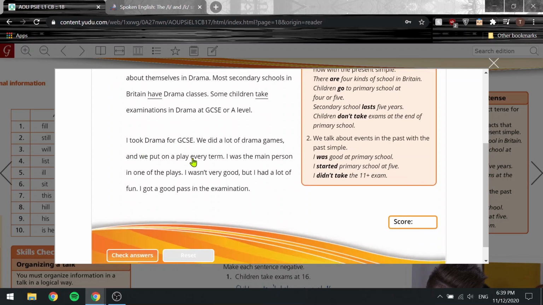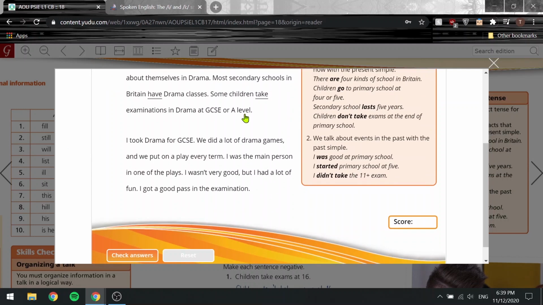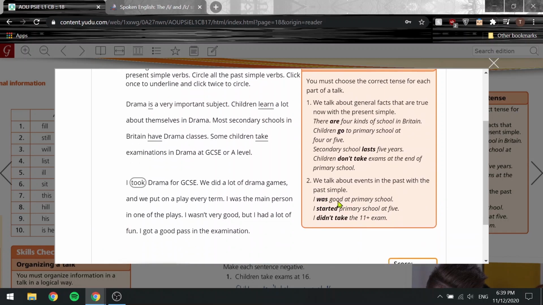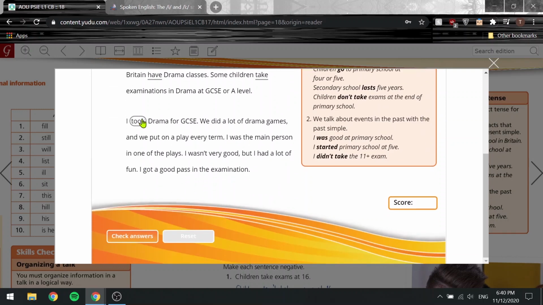Okay? Let's take a look at the second part. Notice how this is very similar to exercise B because we're talking about general facts and then we're talking about your own experiences in the past. So I took drama for GCSE. I'm going to circle that because this is past simple and he wants us to circle the past simple verbs. So I took drama for GCSE.